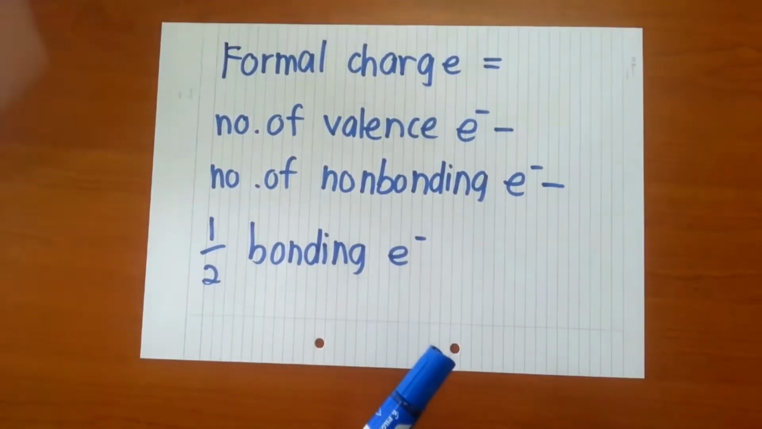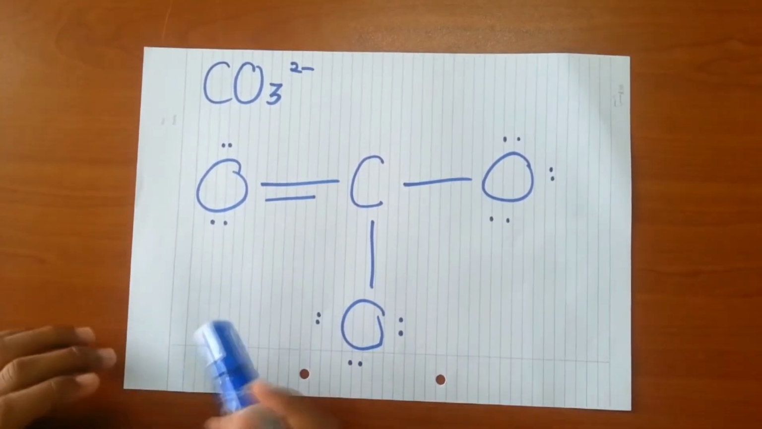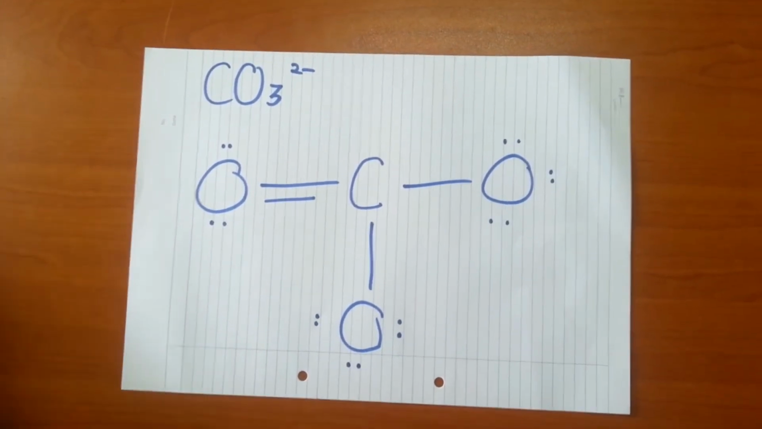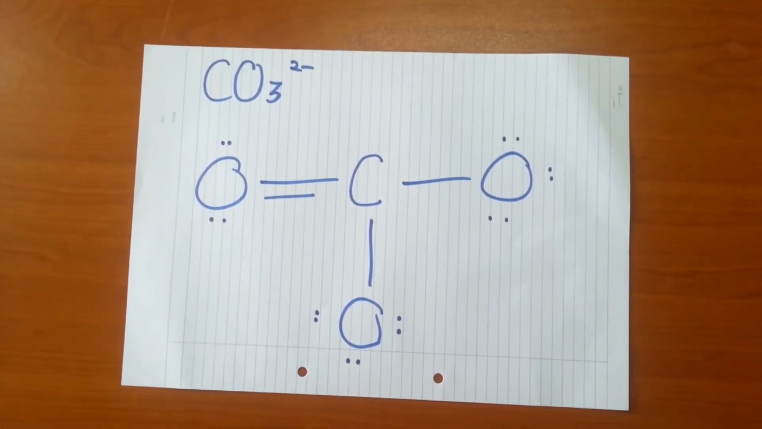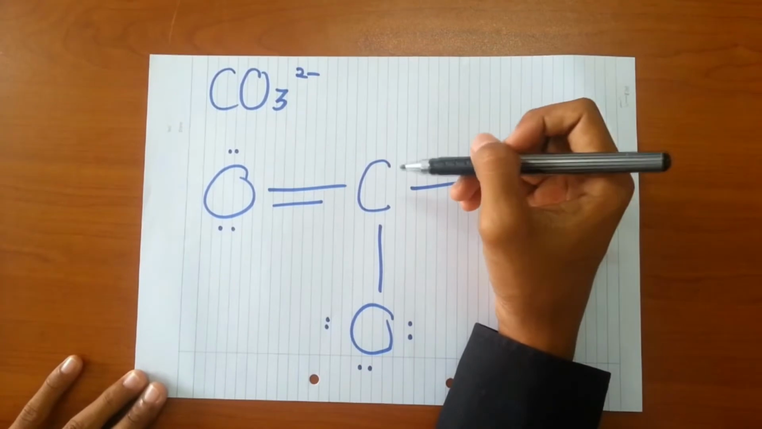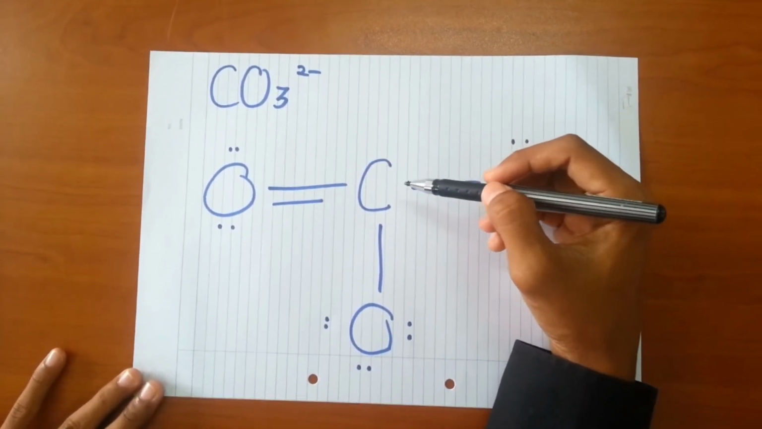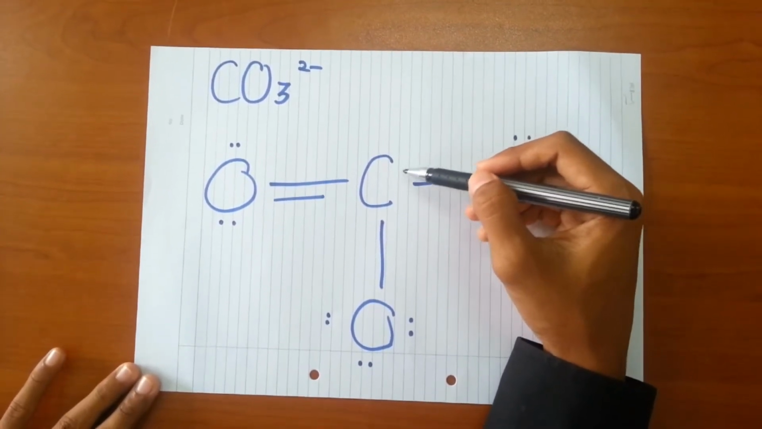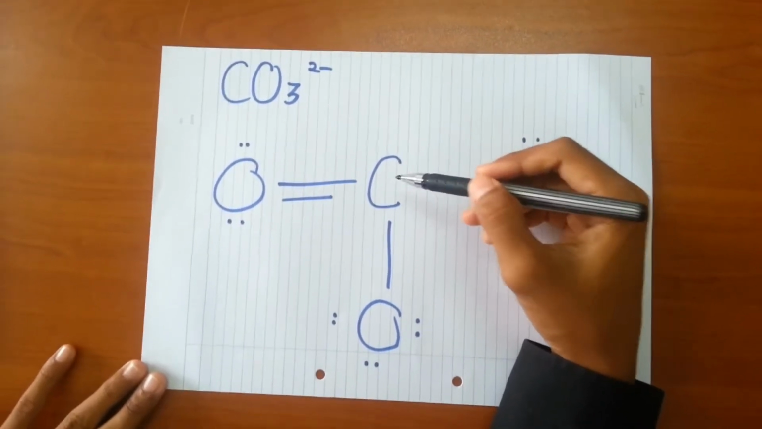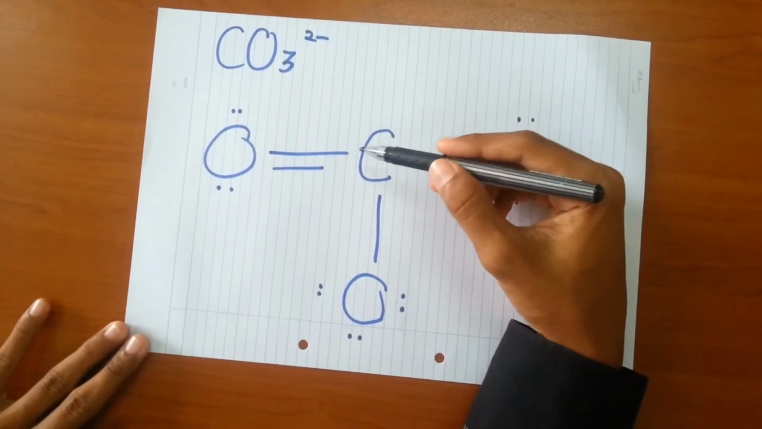For example, from carbonate ion, we can calculate the number of formal charge. From the formula given just now, to calculate the formal charge, we need to know the number of valence electron in atom. First, we calculate the formal charge in the central atom. Central atom is C atom that have 4 valence electron.